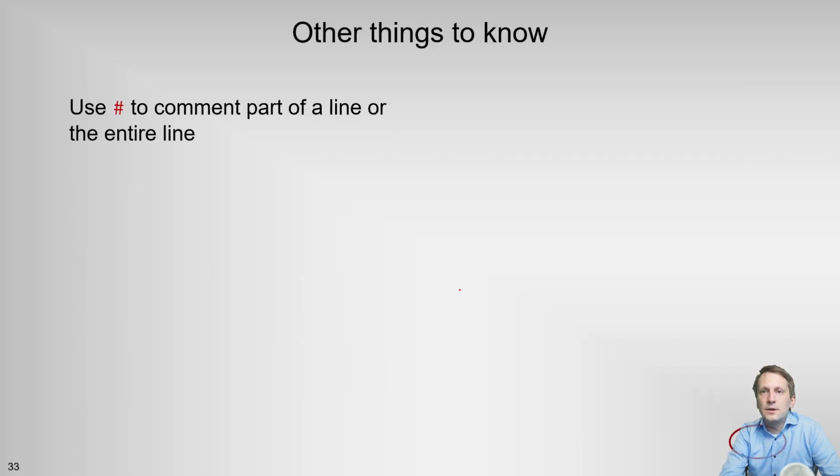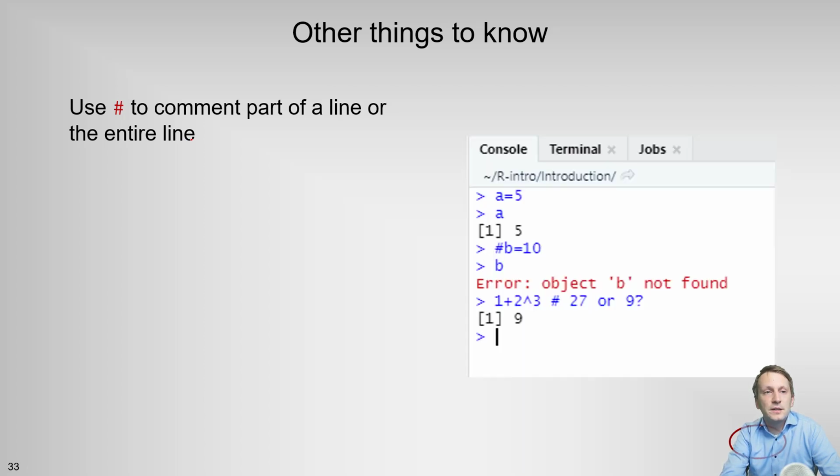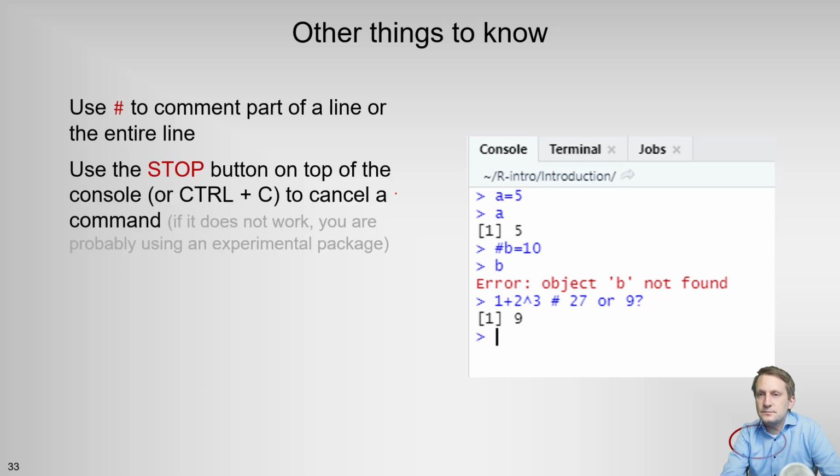Other things to know: you can use the hash to comment part of a line or an entire line. Everything behind the hash will be commented out. What does commented out mean? It means that it's not run. In this example, I've commented out b equals 10. And then as I call on b, it doesn't find b because the line b equals 10 has not been executed. You can use the stop button on the top of the console to cancel a command.